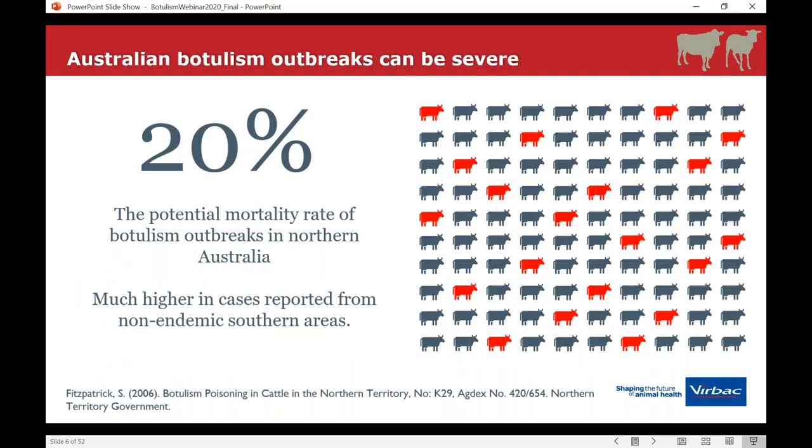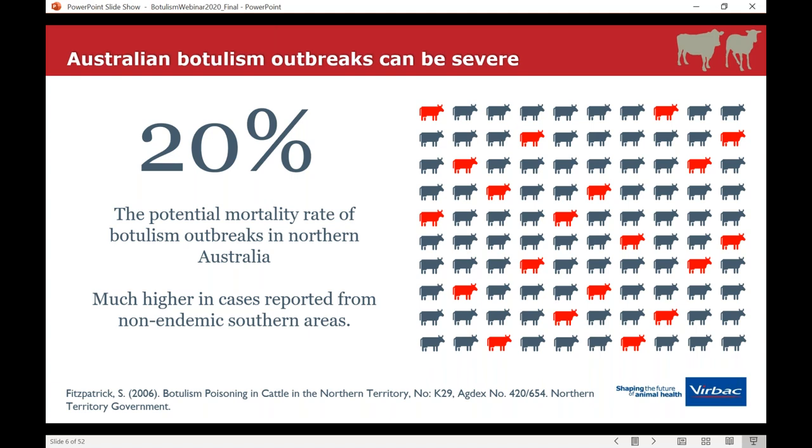If we start having a think about Australia rather than Brazil, what happens when we get botulism? In the far north of Australia, we call it an endemic region for botulism, which means that it occurs commonly and that cattle are exposed to botulism frequently. In this type of situation, we talk about that 20% of cattle in an outbreak could die. So some cattle may have natural immunity, but 20% is still a very large number. Now, it's important to think about that's in an endemic area.